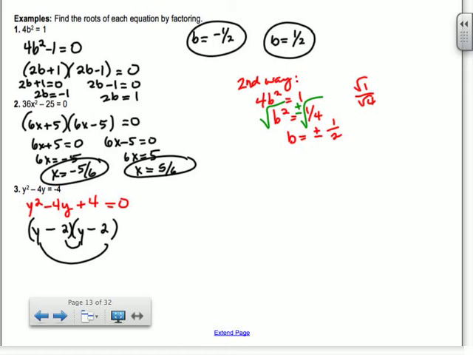Okay, equals 0. So that means I get y minus 2 equals 0, and you'd also have y minus 2 equals 0 again. So you only have to write it once. So you get y equals 2.